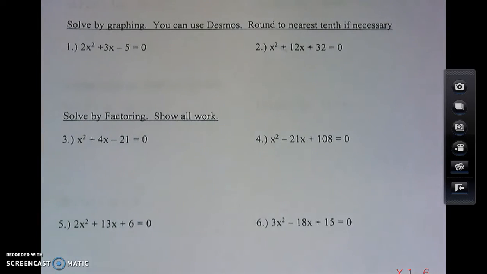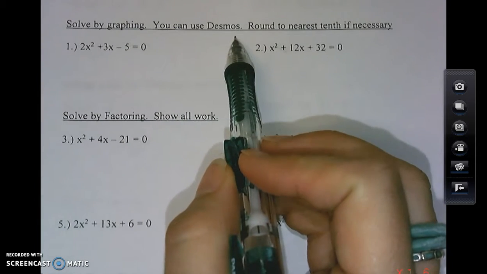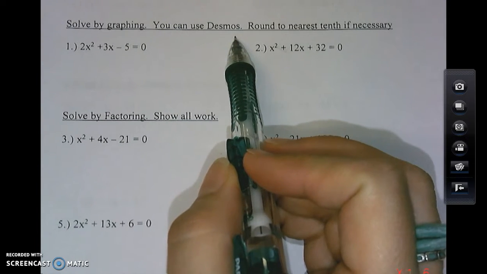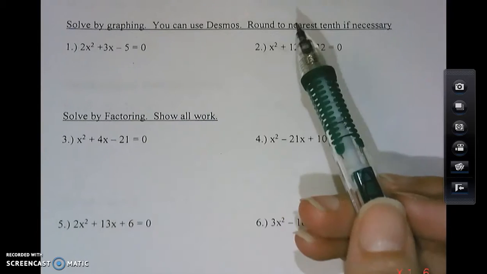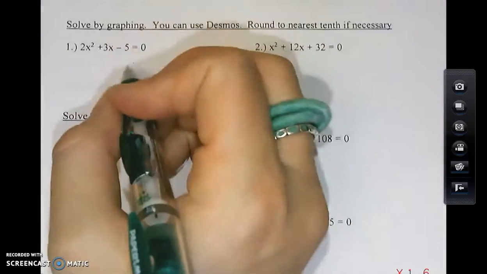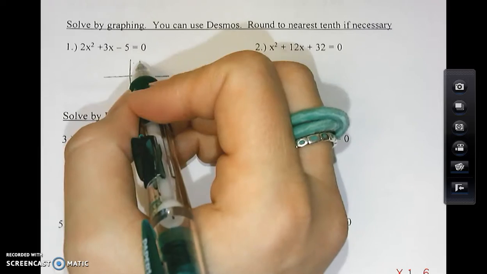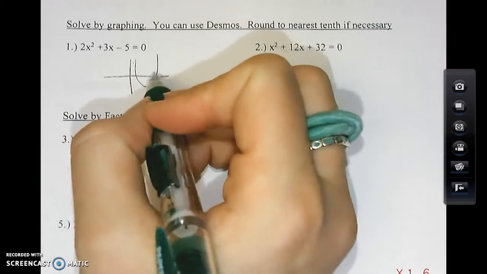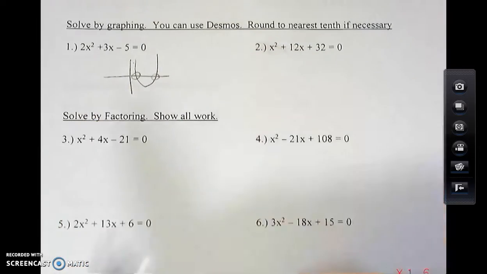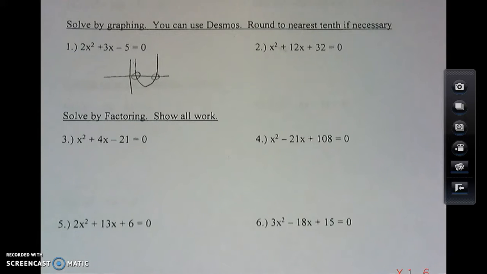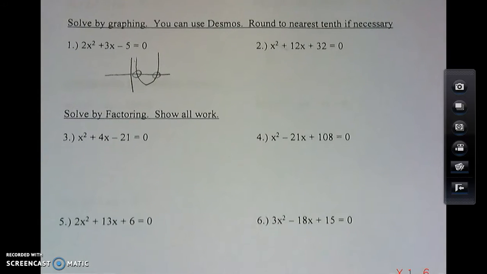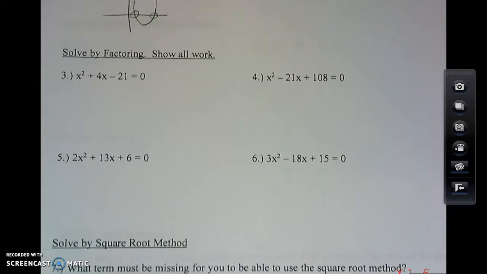All right, so the first way of solving quadratics that we talked about was using Desmos. Of course, you're just going to get on the website. You can plug this in, and where the graph crosses the x-axis, remember your graph's going to look something like this, those are going to be your two answers. So it's pretty simple.